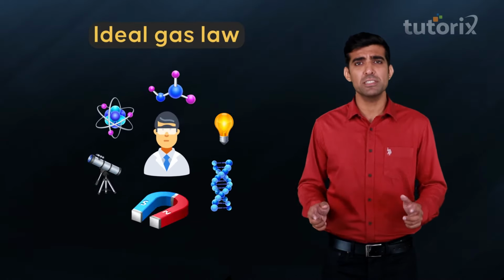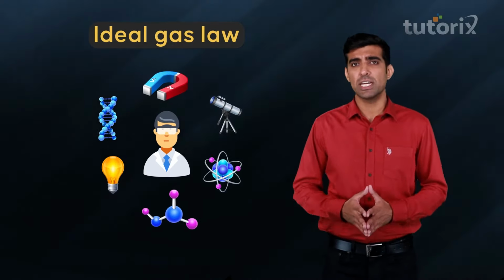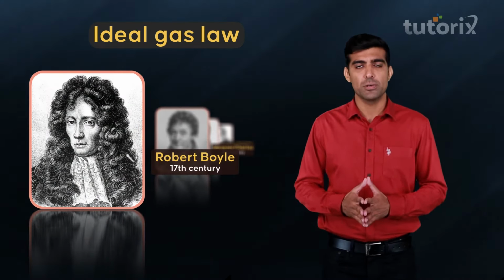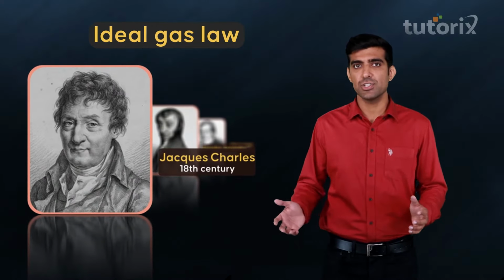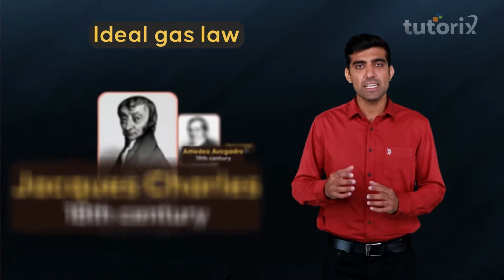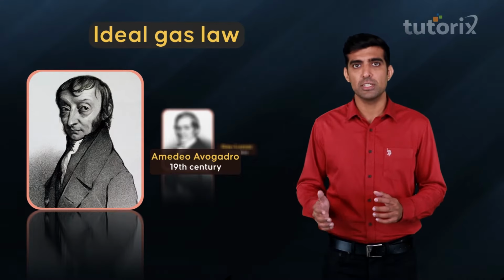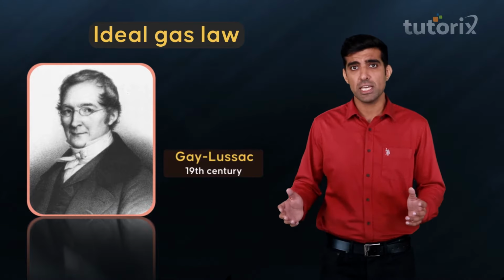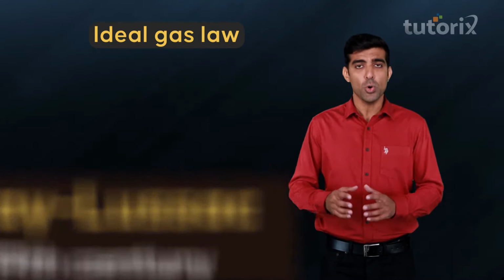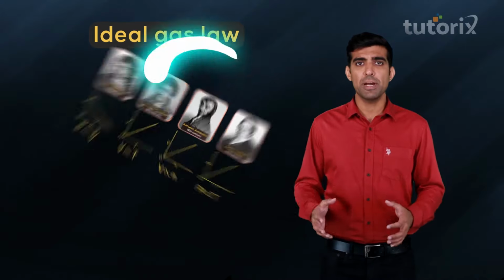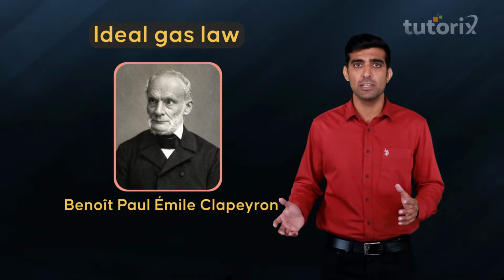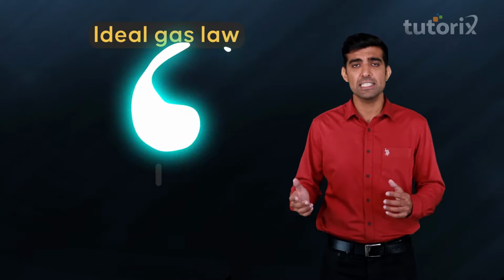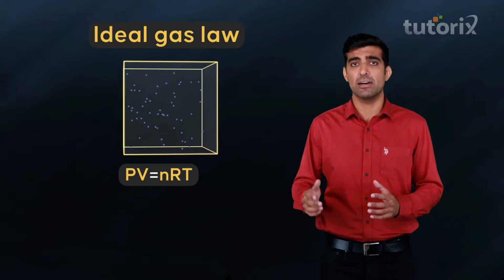A lot of experimental conclusions contributed to the ideal gas law. Robert Boyle in the 17th century defined Boyle's law. Jacques Charles in the 18th century defined Charles' law. In the 19th century, Amedeo Avogadro defined Avogadro's law. Again in the 19th century, Joseph Gay-Lussac defined Gay-Lussac's law. All of these experimental conclusions were combined by Benoit Paul Emile Clapeyron. In 1834, he gave the equation of the ideal gas as PV = nRT.